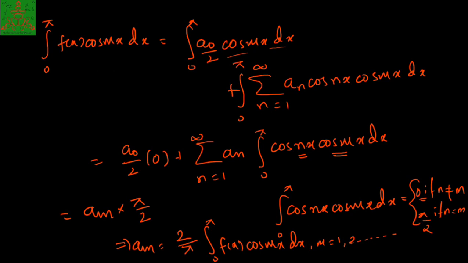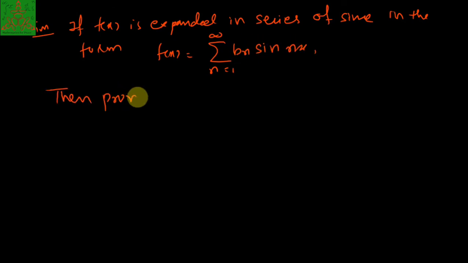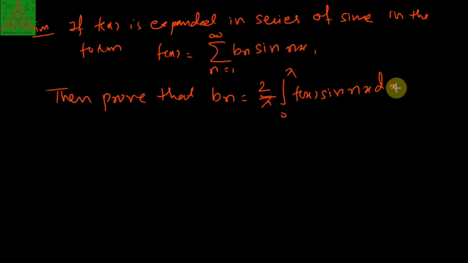I am giving you the proof of the next theorem for you to prove yourself, that is stated in this manner. If f of x is expanded in a series of sine in the form f of x is equal to summation n running from 1 to infinity dn sin nx, prove that dn equals 2 by pi integration 0 to pi f of x sin nx dx. This I am giving you as homework to prove yourself.